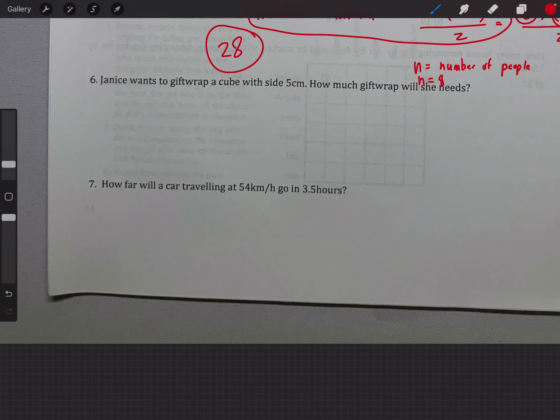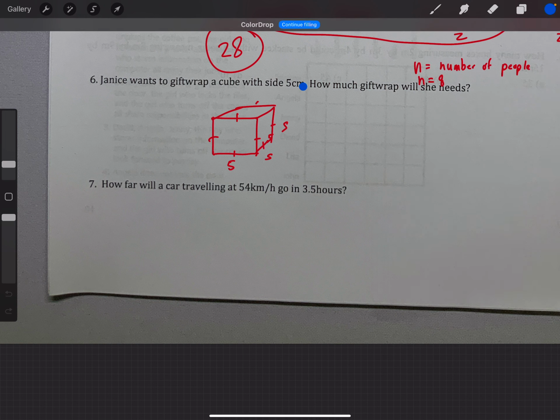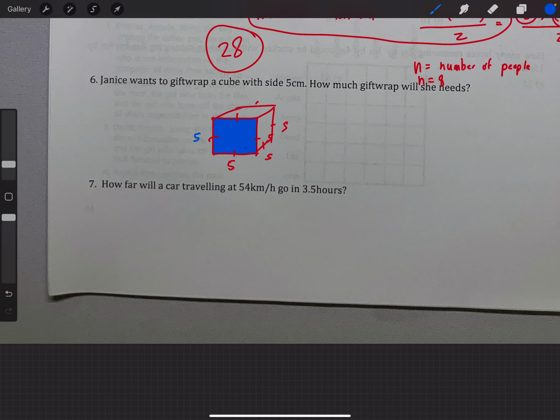Janice wants to wrap a cube with sides 5 centimeters. How much gift wrap does she need? You have to find the surface area of this cube. The cube is 5 by 5. These are all 5. Now, what you want to do is find the area of the front face. What's the area of the front face? That's 5 times 5, which equals 25.